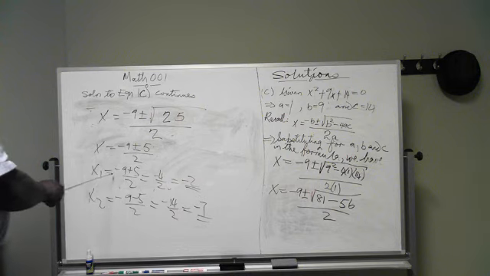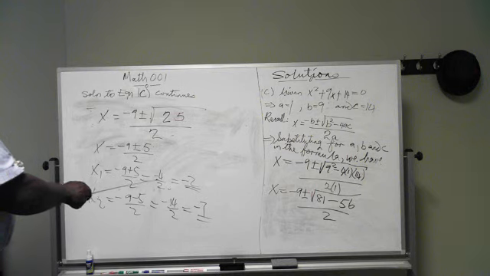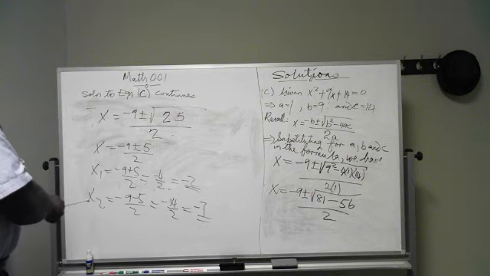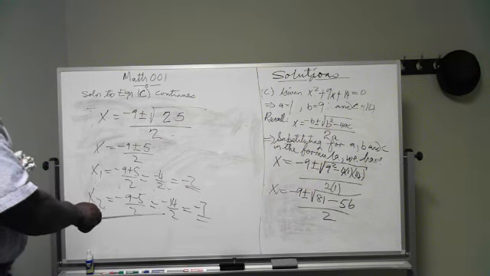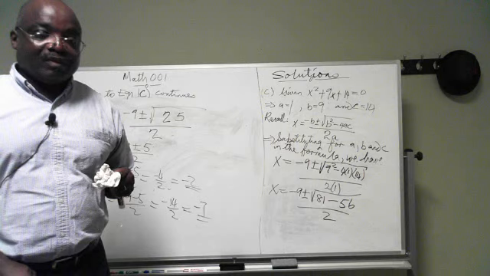And x1 equals minus 9 plus 5 over 2 equals minus 4 over 2, which is equal to minus 2. x2 equals minus 9 minus 5 over 2, which equals minus 14 over 2, which equals minus 7.